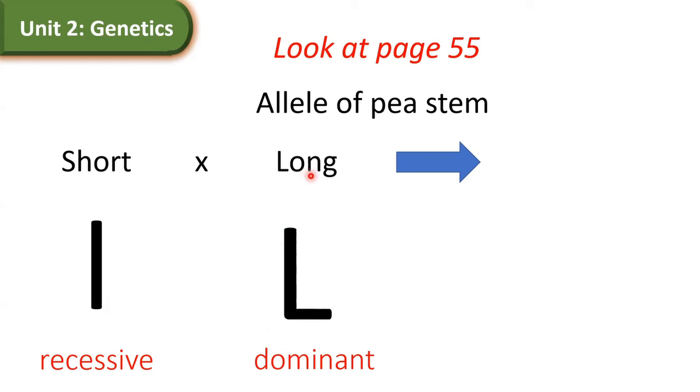Since long is my dominant allele, I use the letter L. The short allele is represented by a small letter l. This is not a capital I, it's a small letter l. Now, what do you think is the offspring? It will be long, but how do you write it? Small l, then big L, or big L, then small l?